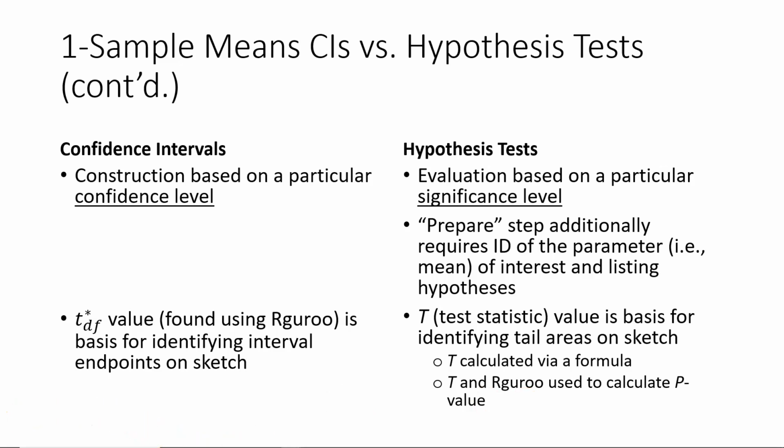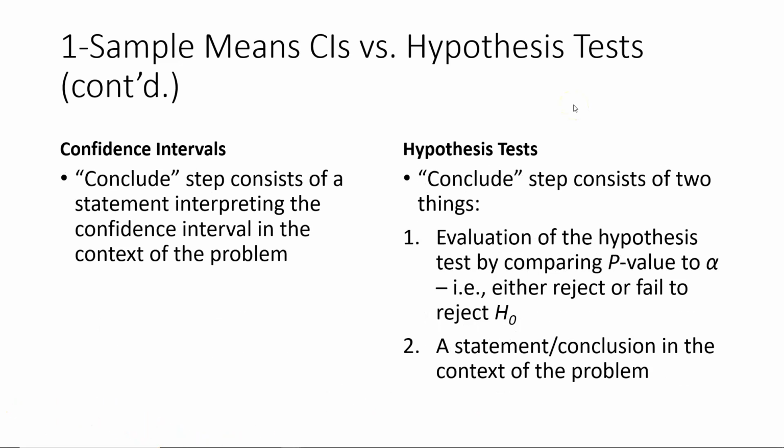p or probability value. The last thing I want to note in comparing these two inferential statistics techniques for one-sample means is that for confidence intervals, the conclude step consists of a statement interpreting the confidence interval in the context of the problem, whereas for hypothesis tests, the conclude step consists of two separate things, each of which requires a statement to be written down on paper when you perform it.